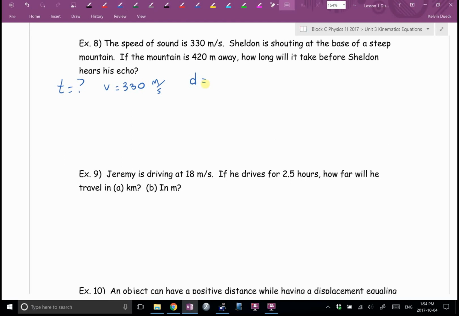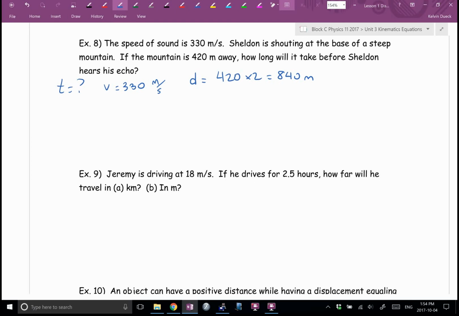Look up. This is wrong. Can anybody tell me why that's wrong? Cole. Because it's going to go there and back. You hear it? It's going to go there and back. What do we have to do with this distance? I'm going to be bold and do that in my head. 840. Yes? I also do a quick units check. My speed is meters per second. My distance is in meters. Are my units okay? Yeah?